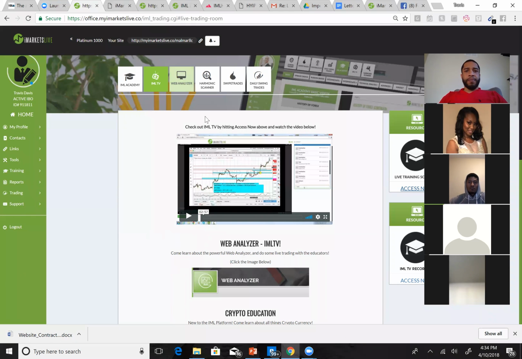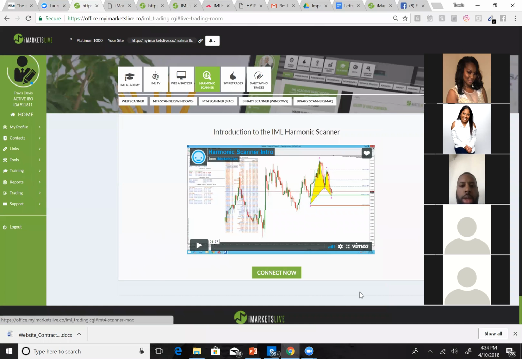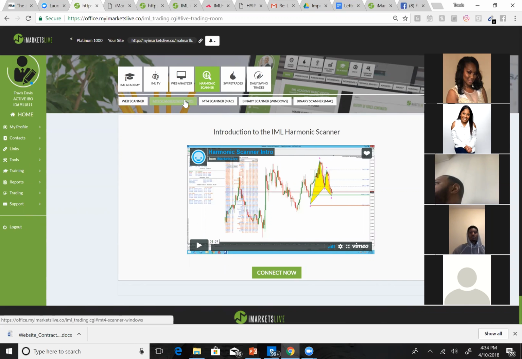All right, go to your back office. You'll see the Harmonic Scanner. And then you can do Connect Now. That's the web version of it. If you want to find out how to download it to your computers, first you can click whichever one you have. So this will be a 1 hour to 4 hour scanner right here, this MT4 scanner for Windows.